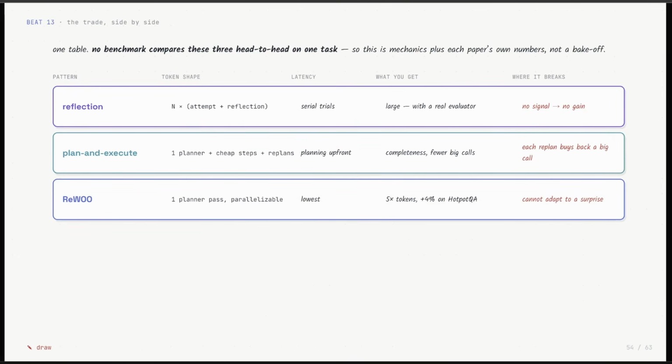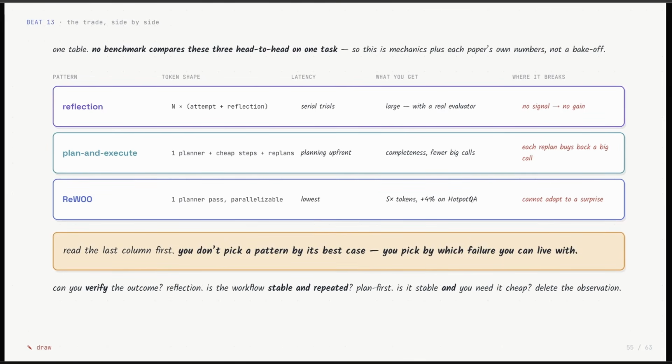Now for ReWOO, you have one planner pass and parallelizable workers: the lowest latency and the lowest token bill of the three. You have 5 times the token efficiency, with 4% on HotpotQA on their benchmark here. Where it breaks is it cannot adapt to a surprise, or a tool call that didn't work out as expected, or a wrong result, which can actually really happen.